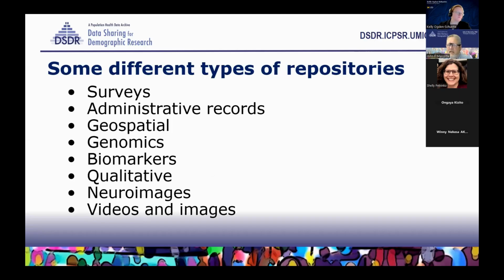Just to keep in mind, here's some notion of what some different types of repositories that people might be having. And there are more than this. These are just some examples. Obviously, surveys, administrative records. Now, a lot of people will ask, how is that different from surveys? Sometimes administrative records have some different requirements. They have some different metadata.